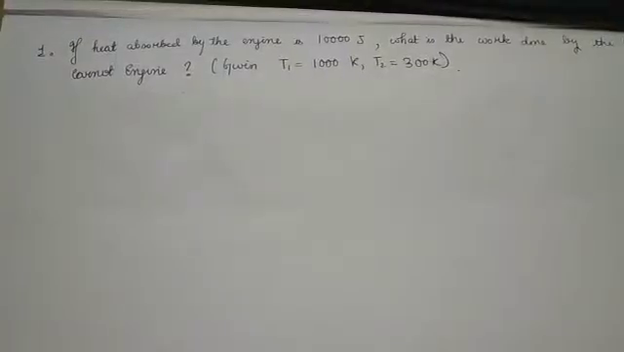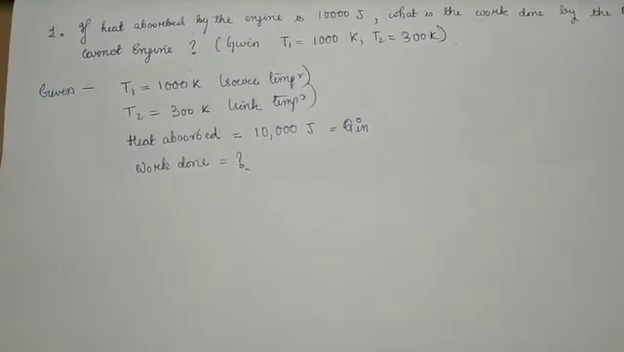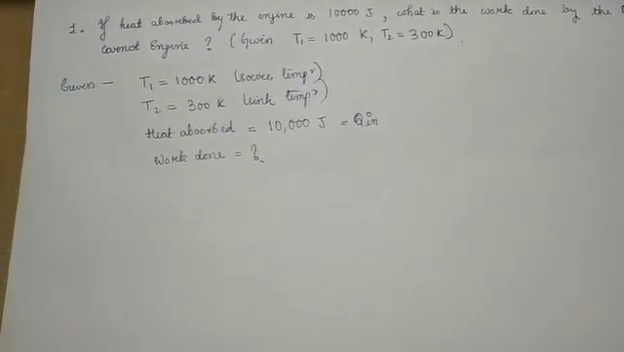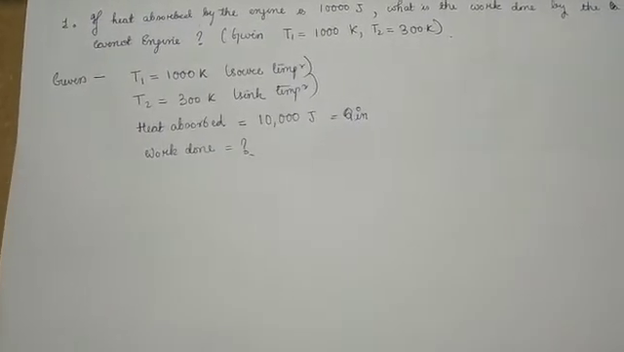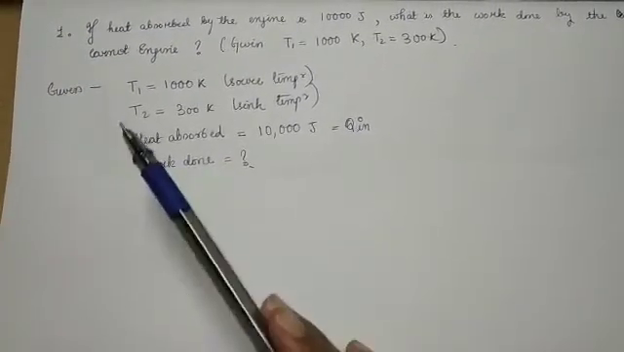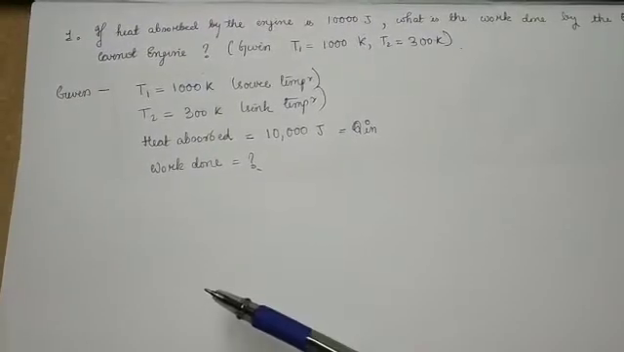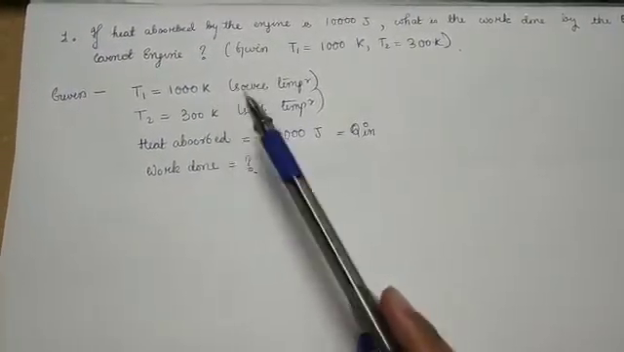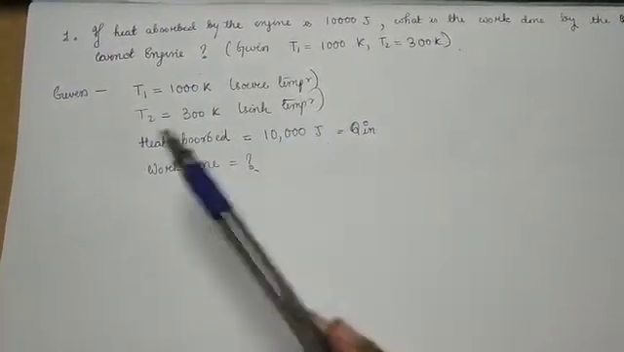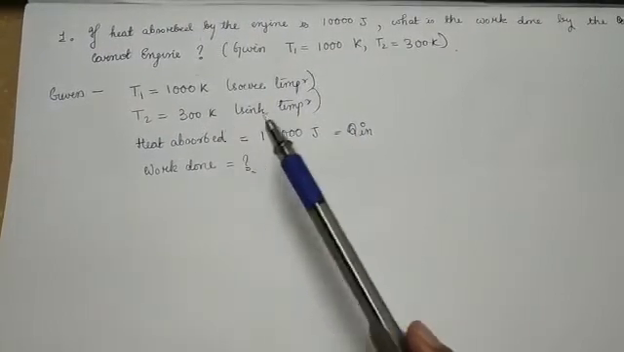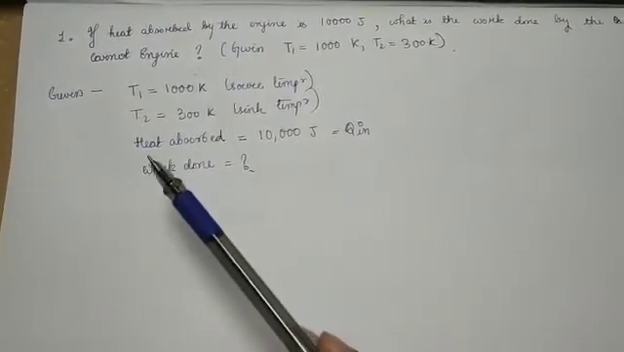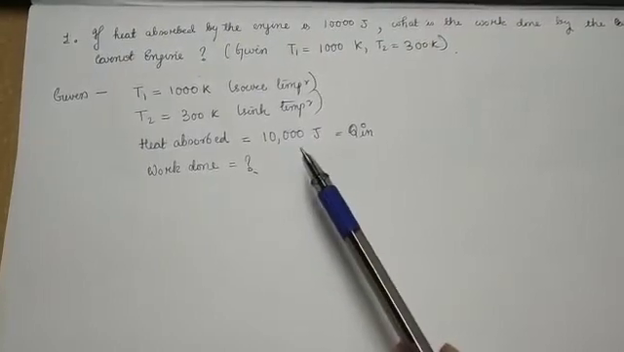So let's just write whatever is given to us. Alright, now that I have written all of this, this is what it looks like. We have been given T1 equals 1000 Kelvin. Since it's the higher temperature, obviously it will be the source temperature. Then we have T2, that is 300 Kelvin, which is the sink temperature. And we have been given heat absorbed equals 10,000 joule.